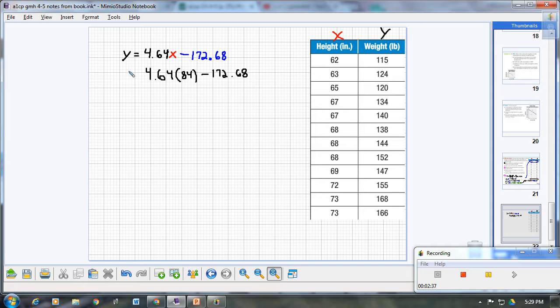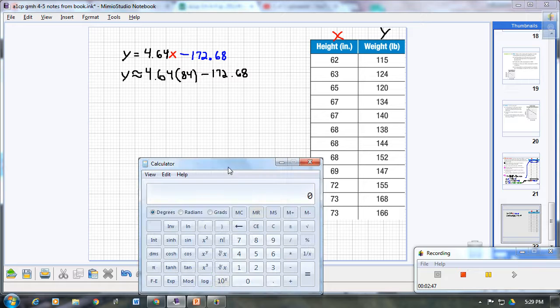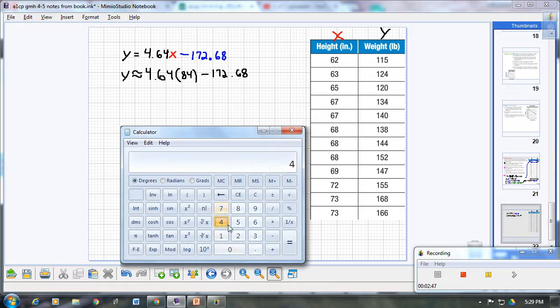And again, this is just an estimate. I really could use the waves to represent this. Don't have to, but I could. I'm sure that any person would just call up their calculator there. We're going to take 4 64/100ths, multiply that by 84, and subtract 172 and 68/100ths.